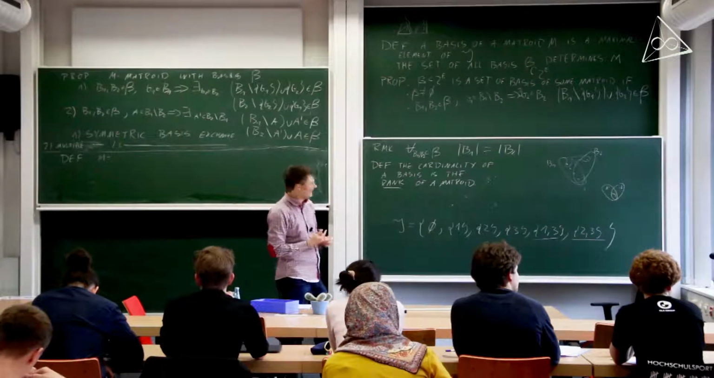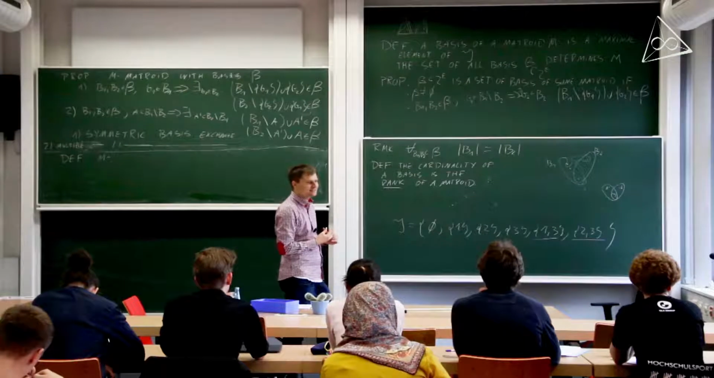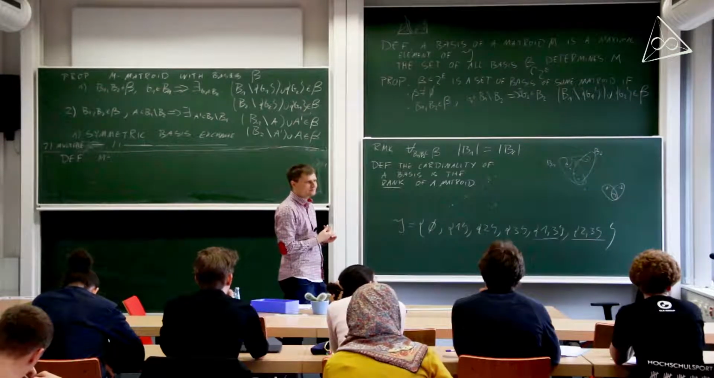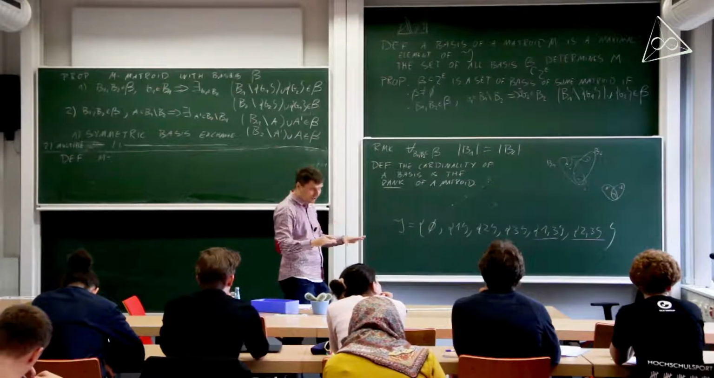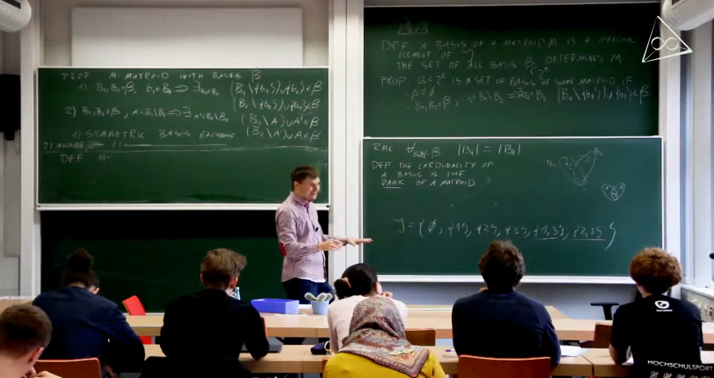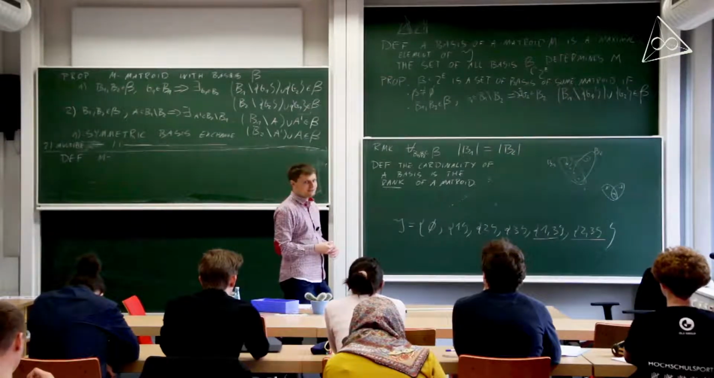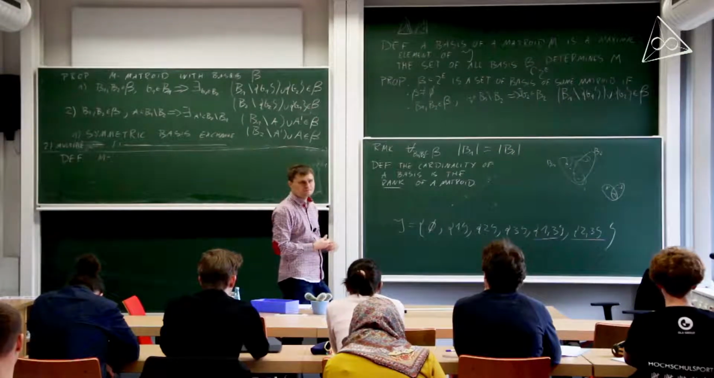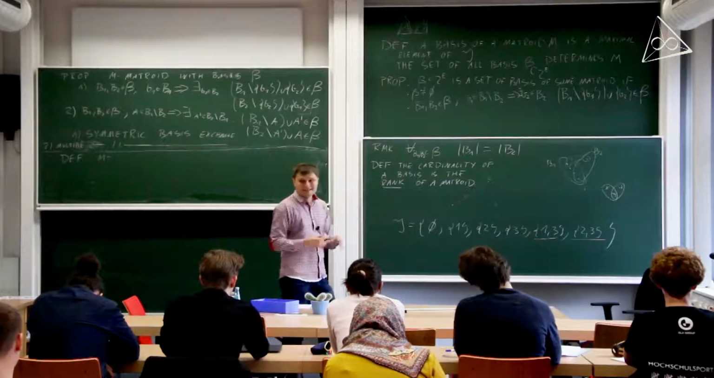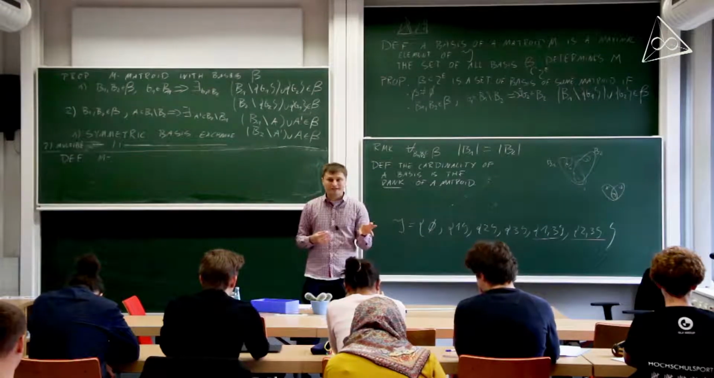We just have to look at how many elements there are, and the maximal ones are the bases. They are all of the same cardinality, which follows from the axiom, and their cardinality is called the rank of a matroid. But now we want to define the rank of any subset.